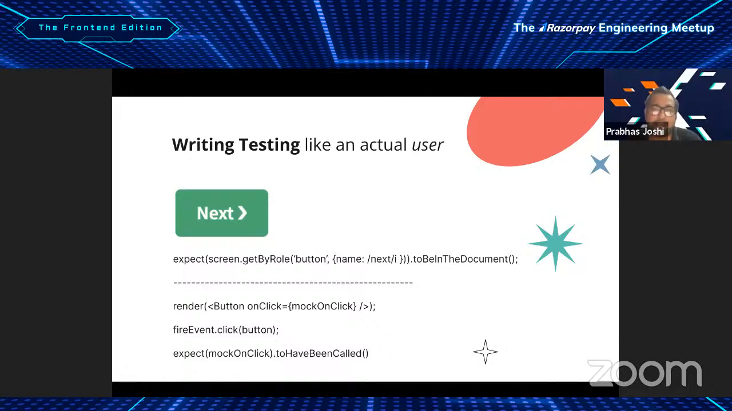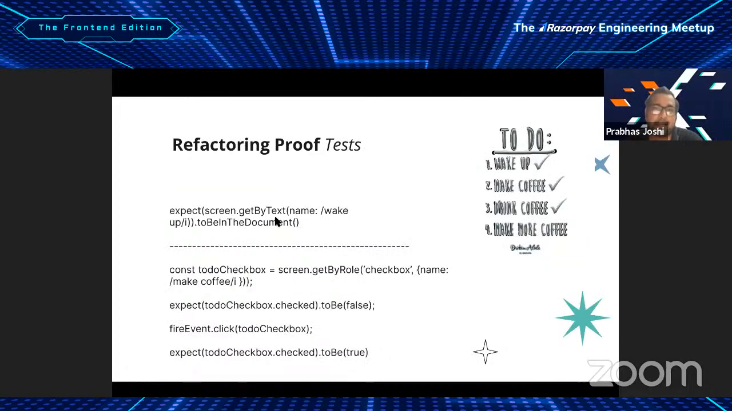So that's a bad practice to do. And the other thing is that this is like refactoring-proof testing, right? What we get is that if you write your tests like this, for example, let's go over a little more complex example than a button. So here's a to-do list: waking up, making some coffee, drinking a coffee and making more coffee, right?